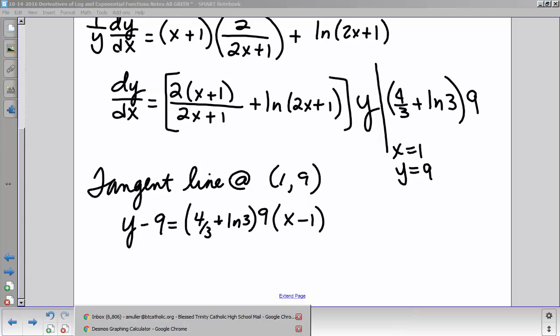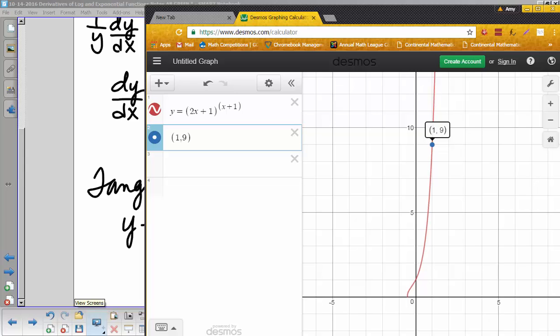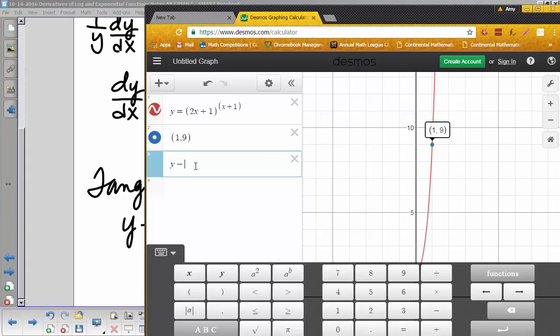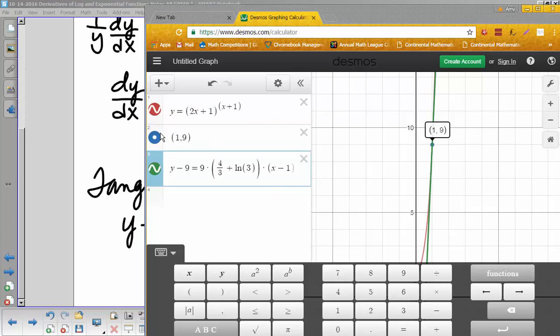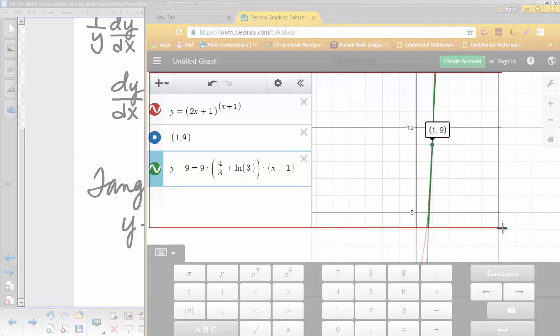Right, because we're gonna go to our Desmos and type in our equation, which is gonna be y minus 9 equals, I'm gonna put the 9 in front, is that okay? Yep. 9 times (4 divided by 3 plus natural log of 3), close parentheses, times x minus 1. Did it work? Yes. Yeah. That is tangent. I would say that is tangent.